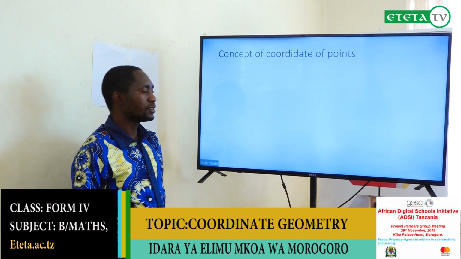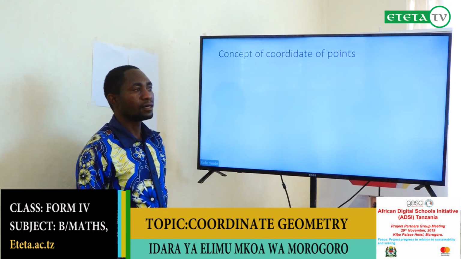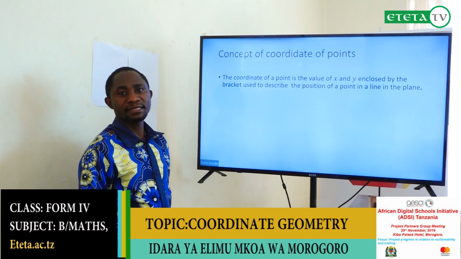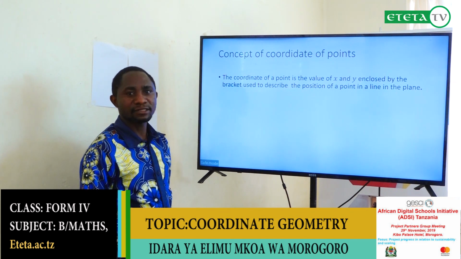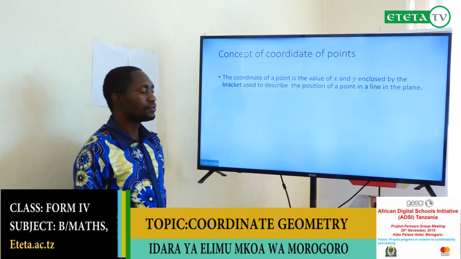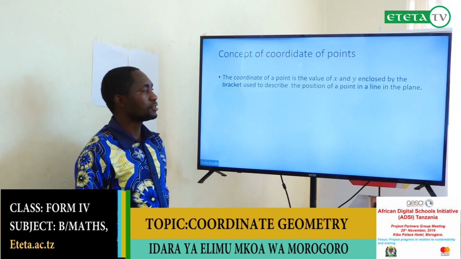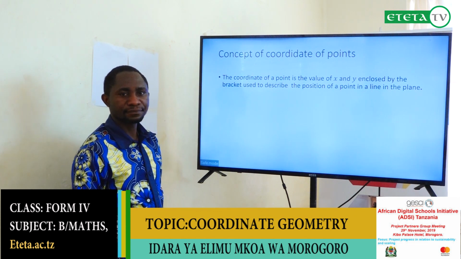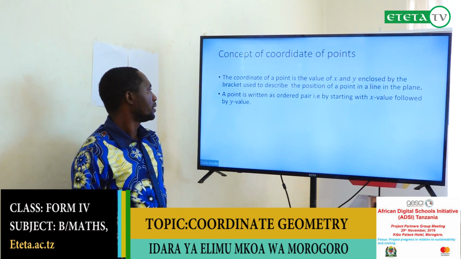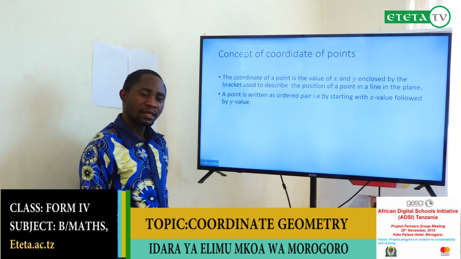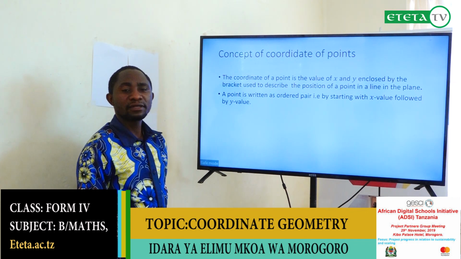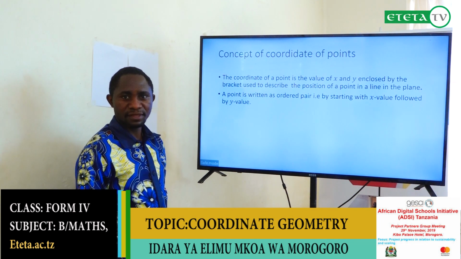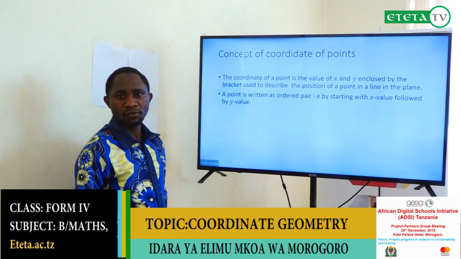Now, the concept of coordinate of a point. The coordinate of a point is the value of x and y enclosed in the bracket, used to describe the position of a point on a line in a plane. A point in coordinate geometry is written as an ordered pair, starting with the x value, ending with the y value.